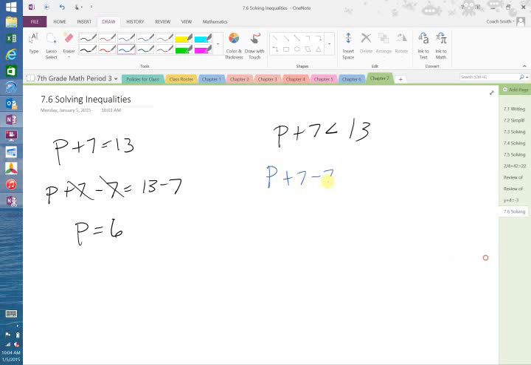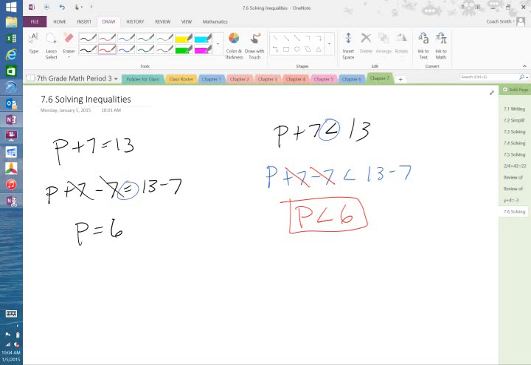P plus 7 minus 7. The only thing that's changing, instead of having the equal sign, we're going to have the less than sign, 13 minus 7. It still cancels out. Adding 7, subtracting 7 cancels each other out. P less than 6.